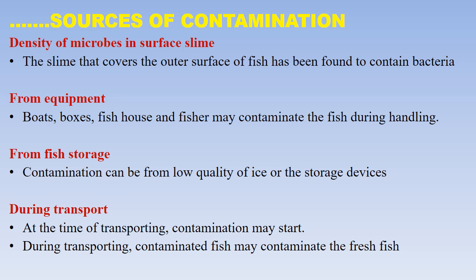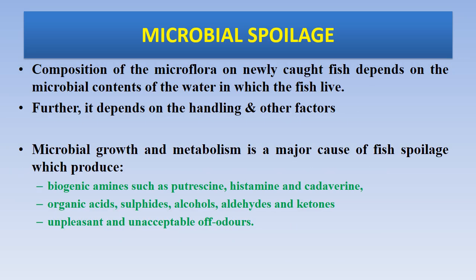If they are not hygienic, then from fish storage, contamination can happen from low quality ice or ice box or other storage devices, if those are not hygienic or sanitary practices are not followed. And finally, transport. At the time of transporting, contamination may start, particularly if it is without ice or cold temperature. All the appliances touching will give contamination, particularly if they are not hygienic. Similarly, during transportation, contaminated fish may contaminate the fresh fish. So if some old, dead fish is there and we keep the fresh fish, there will be cross contamination.